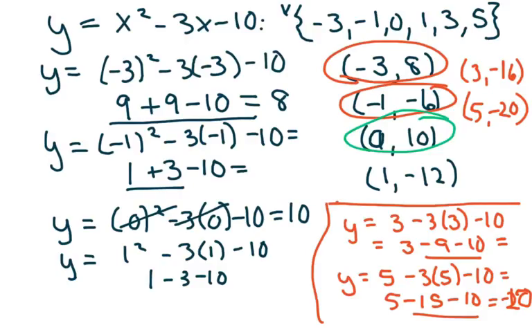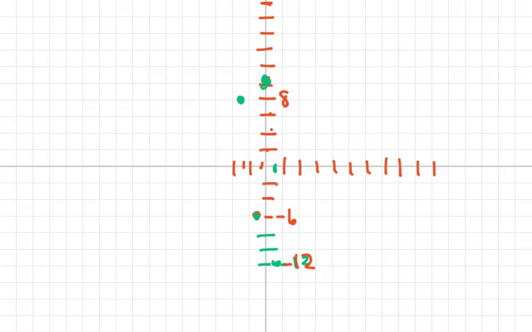All right, and the next one would be, we did that one, 3, negative 16. 3 would be here, negative 16 would go down further, 14, 16, so right about there.